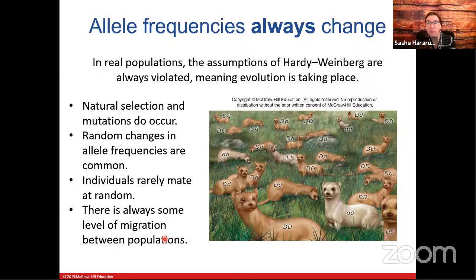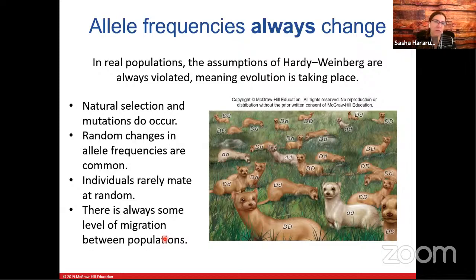They can mutate randomly. They may not be selected for even, but as I showed in a couple of lectures ago, like once in 25 million years, maybe the gene may mutate, which would lead to a new phenotype. So natural selection and mutations do occur, and that's why real world populations do not remain in the Hardy-Weinberg equilibrium.